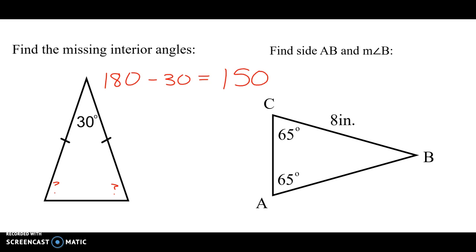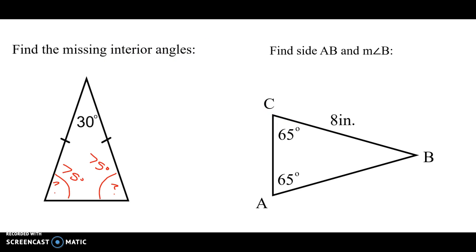But what do we know? If this is an isosceles triangle, what do we know about these two angles? They're going to be the same measure. So what should we do to 150? Divide it exactly in half. So they would both be 75 degrees. Wait, so they always equal each other? Yep, if it's an isosceles triangle. That's so cool. Oh my gosh, I know, right?